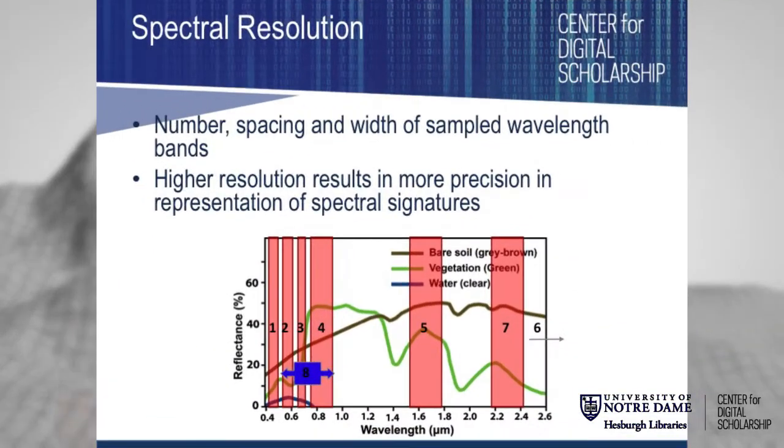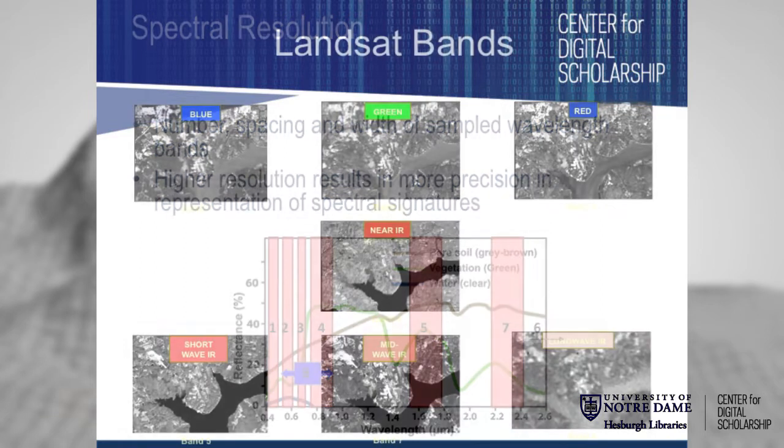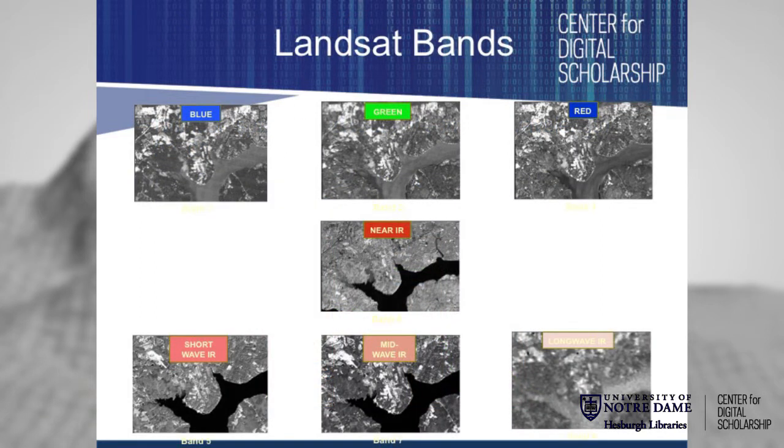So if we wanted to figure out what the signature of a particular type of land cover is, whether it be forests or concrete or something like that, we would have more data available to be able to figure out what the specific signature of that would be. This is just an example of a few of these from the Landsat satellite, different wavelengths that are being sampled. There's 7 of them in this case.